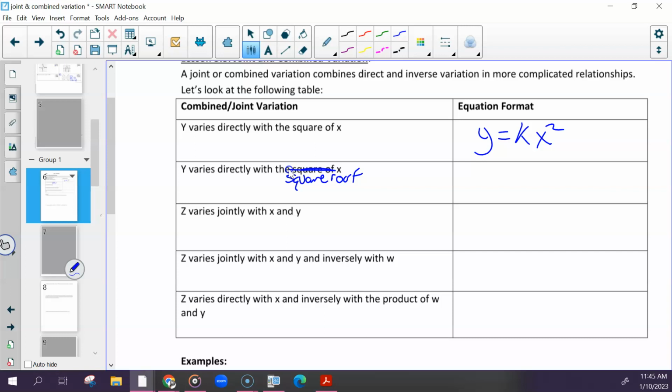Y varies directly with the square root of x. That's what that should say. Will be very similar to the first one, except now it'll have square root instead of square. So y equals k times the square root of x. Try not to confuse the square of x and the square root of x.